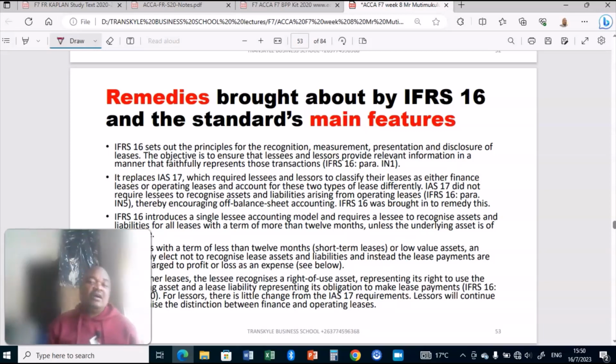So before IFRS 16 came into application, the requirement of IAS 17 was that both the lessees and the lessors were supposed to account for leases, or to classify them as either finance leases or operating leases. However, this is no longer the requirement for lessees. Lessees are no longer required to do this classification, although the lessors are still required to do so. Okay.